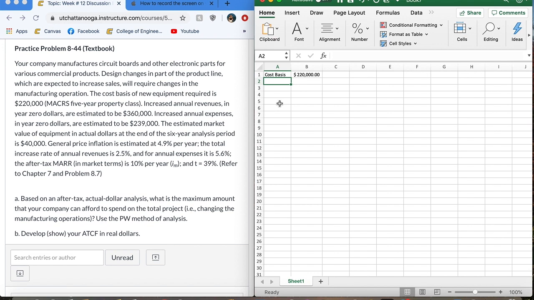General price inflation is estimated to be 4.9% per year, and the total increase of annual revenues is 2.5%. The expenses is 5.6%, and the MARR after tax is 10% per year, with the tax rate being 39%. So with all that given information, put that in our Excel sheet.